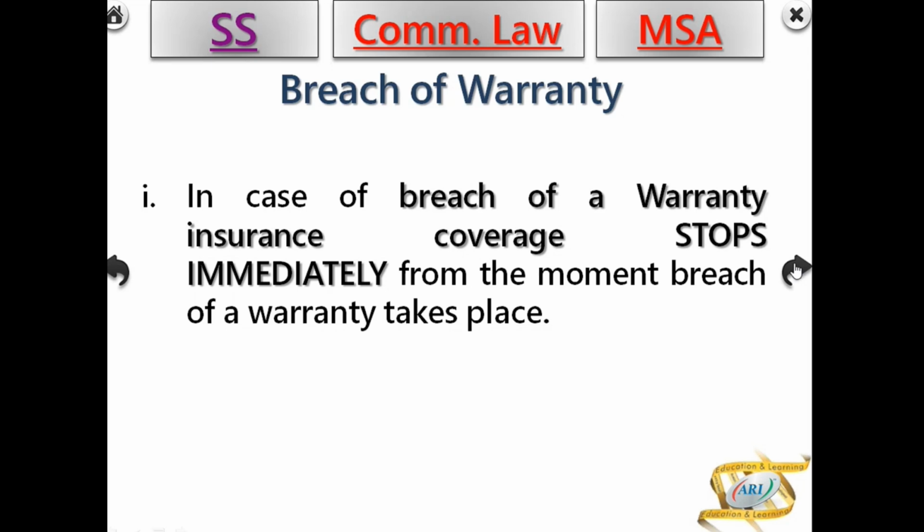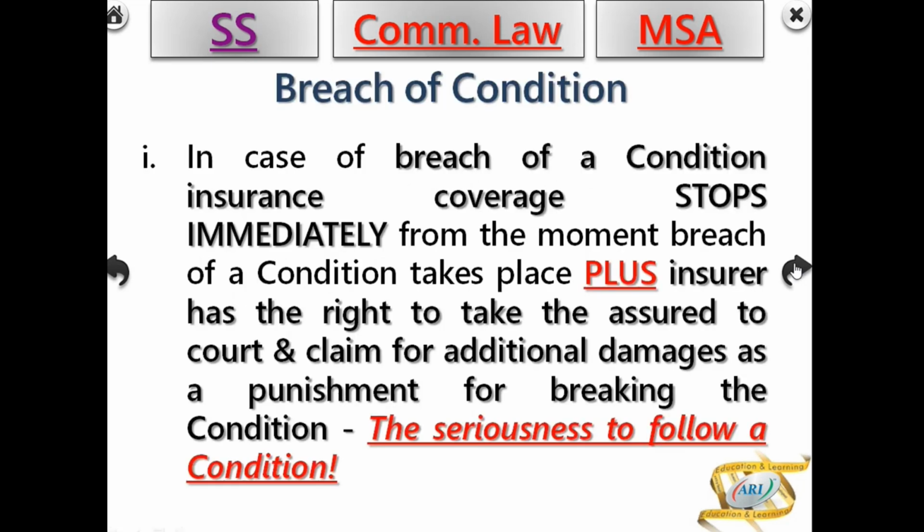Now, coming to the important point, breach of a condition. If a breach of a condition has taken place, not only does the insurance cover stop immediately, but the marine insurer, under the law of marine insurance, has the power and the right to take the assured, in this case the ship owner, to court to claim damages for breach of a condition. This is an additional sword that is hanging on the assured.